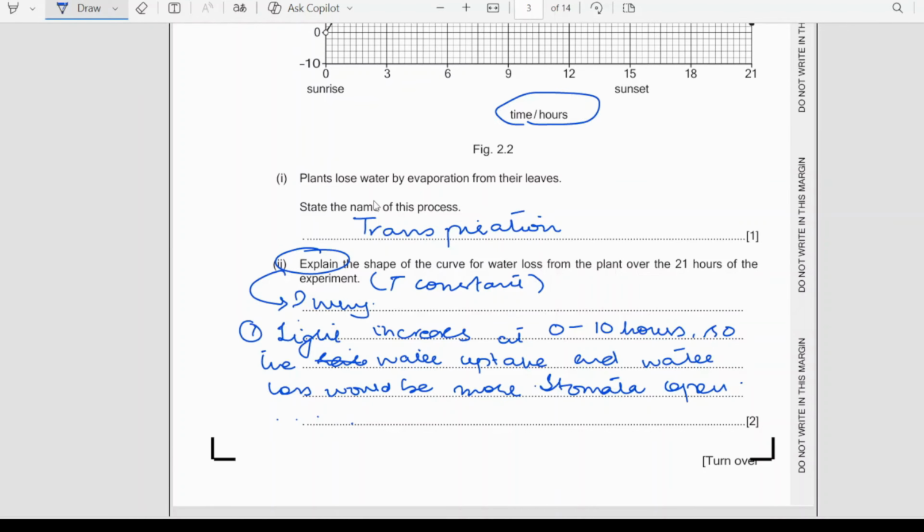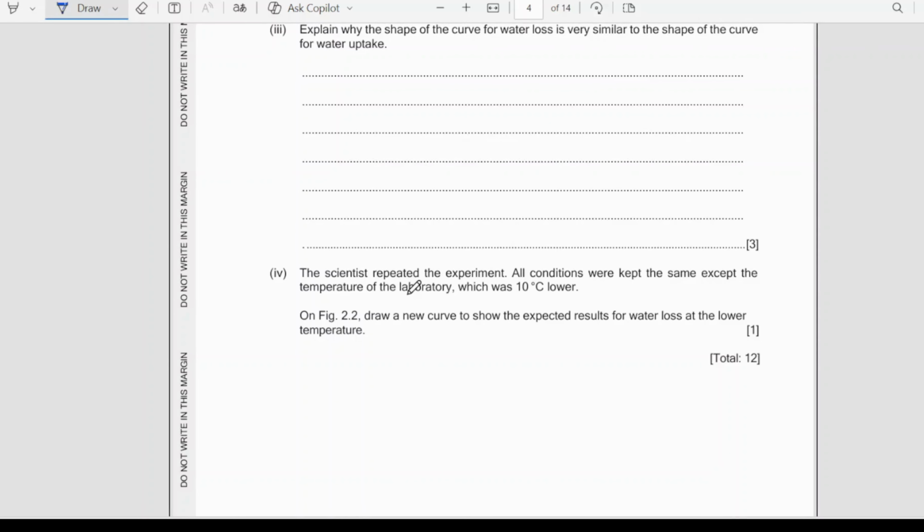Next, explain why the shape of the curve of water loss is similar to the shape of the curve of water uptake. This is related to the three movements that cause water to travel across a plant. The very first is uptake by roots, number two is capillary action, and number three is transpirational pull. As we are discussing the stomata closing or opening, this is more related to transpirational pull. You have to explain the transpirational pull for 3 marks here.